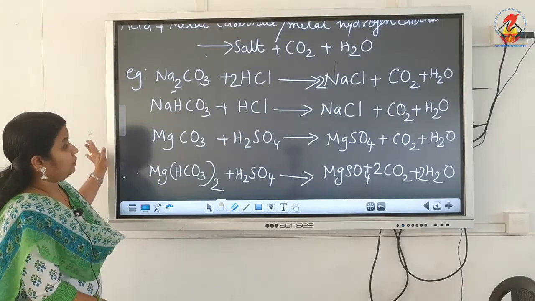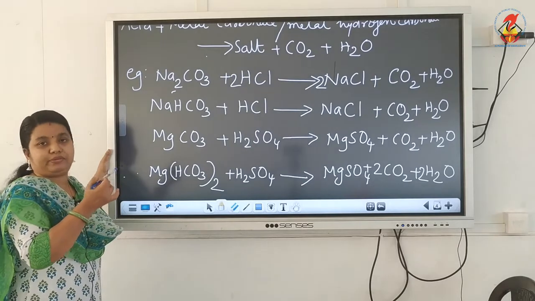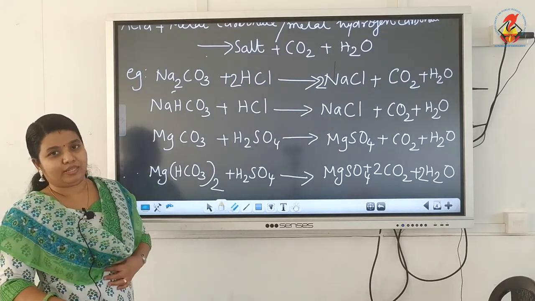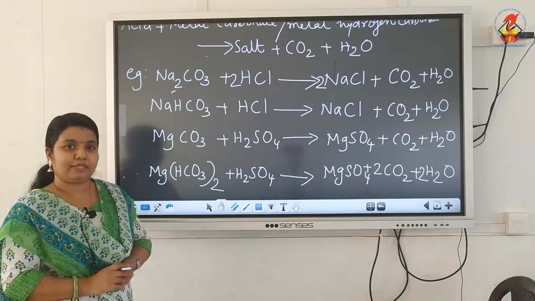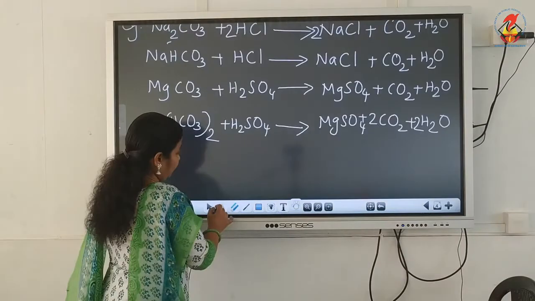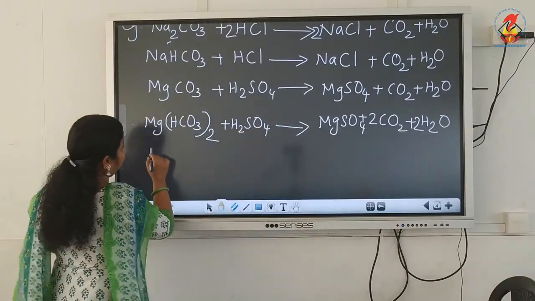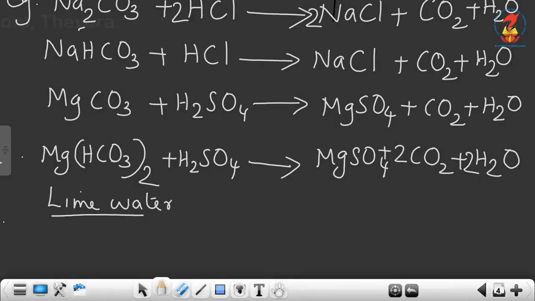Okay. So the gas evolved here is carbon dioxide gas. Carbon dioxide is a colorless, odorless gas. So how do we identify whether the gas evolved is carbon dioxide or not? There is a test for carbon dioxide that you have already learned in smaller classes: the lime water test. The gas evolved is passed through lime water, calcium hydroxide.